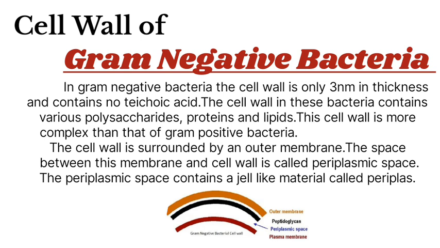The cell wall is surrounded by an outer membrane. The space between this membrane and the cell wall is called the periplasmic space. The periplasmic space contains a gel-like material called periplast.